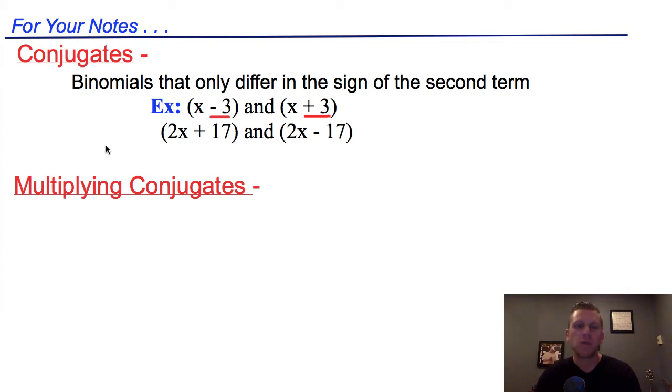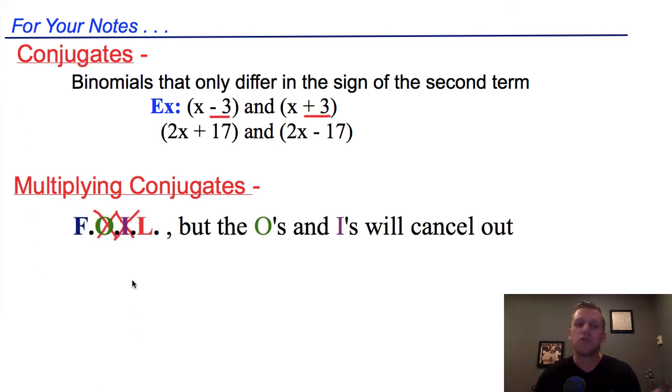Why conjugates are so important is what happens when you multiply them. Remember what happens when you multiply two binomials. You have to double distribute, commonly referred to as foiling. Well, something special happens when you multiply conjugates. You will double distribute or foil, but because of the signs of the second terms being different, the O's and I's will cancel out, and instead of 4 terms, you'll only be left with 3 terms. When you factor using the difference of two perfect squares, your factors will always be conjugates.